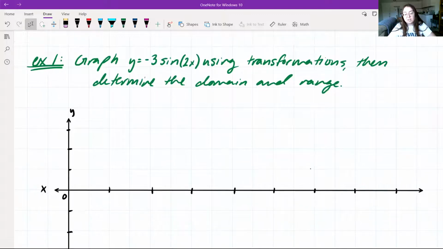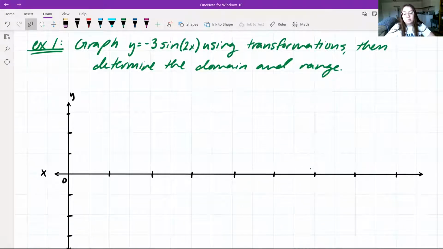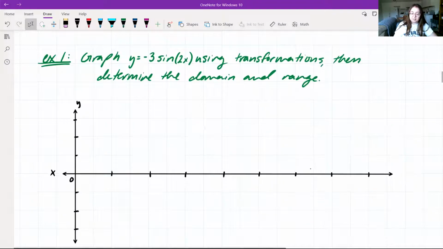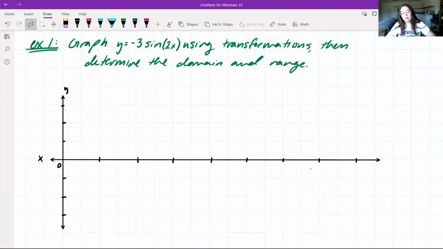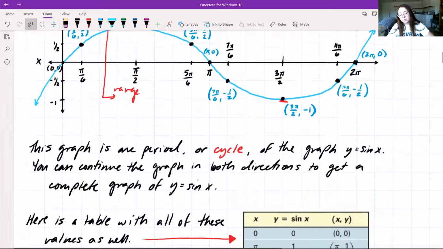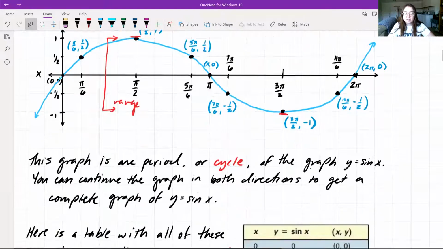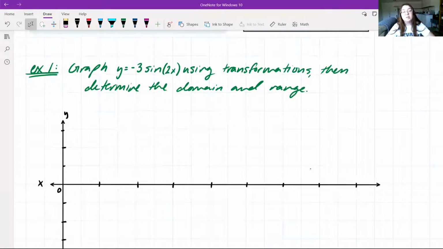So all right, using everything that we went over, for example, when we want to graph y is equal to -3 sine of 2x using transformations, and then we're going to determine the domain and range. Let's zoom out a little bit. So with y is equal to sine of x, we ended up with a graph that looked like this. Now what we're doing is we're multiplying a number by sine of x, and we're multiplying our angle by 2.